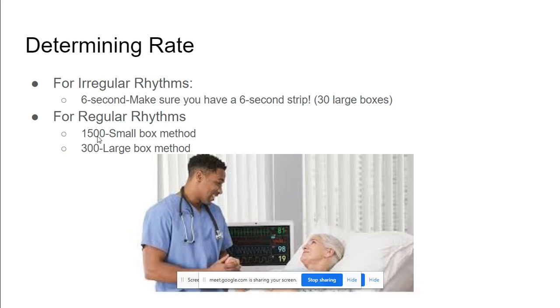So the 1500 method, and you can review these in your book, it's going to be very important that you know this for the exam. But basically, if you're counting the little teeny tiny boxes, which are 0.04 seconds, you can count how many you have of those teeny tiny boxes and divide it into 1500. And if you're doing the large box method, you would divide it into 300 to get an approximate rate.